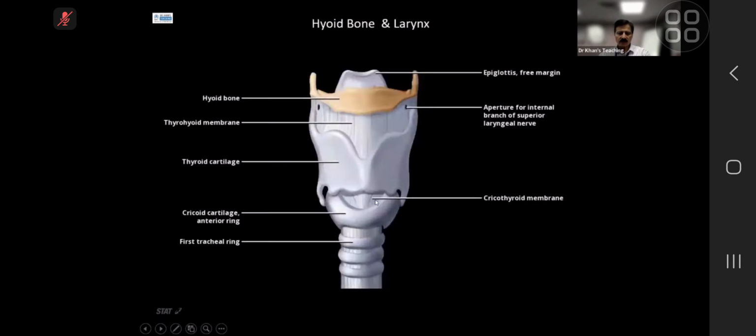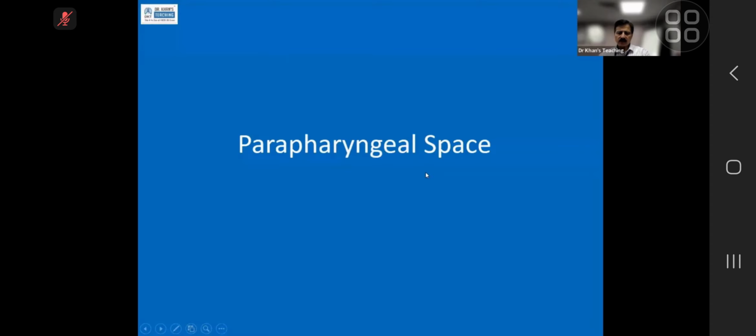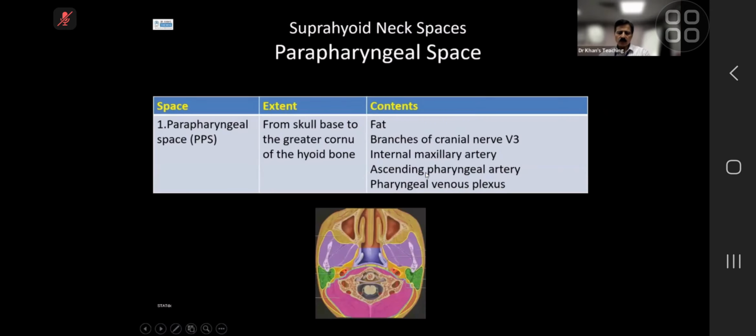We have already covered it when we were doing the oral cavity. So here you are. This is the orientation of the hyoid bone. This is the hyoid bone, and this is the thyroid cartilage of the larynx, and this is the thyrohyoid membrane. This is the epiglottis. Right. So this was all a repetition or an overview of the neck, and now we go back to the parapharyngeal space.